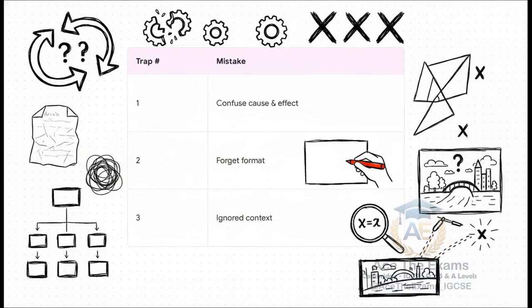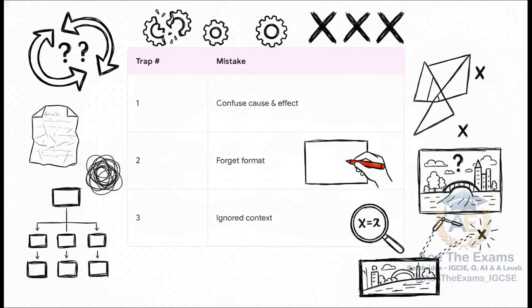Trap 2. Forgetting format and presentation. We literally just talked about the sheer power of method marks. If your working is a chaotic mess, if you don't use clear logical annotations bridging one step to the next, the examiner simply cannot award you those systematic processing marks, no matter how smart you are.